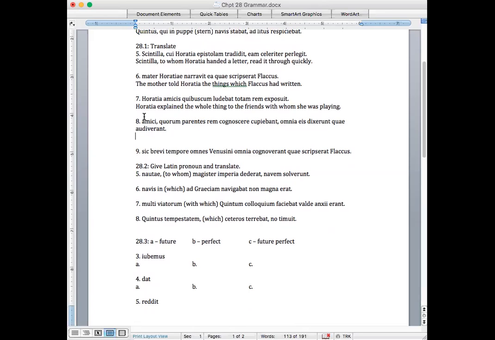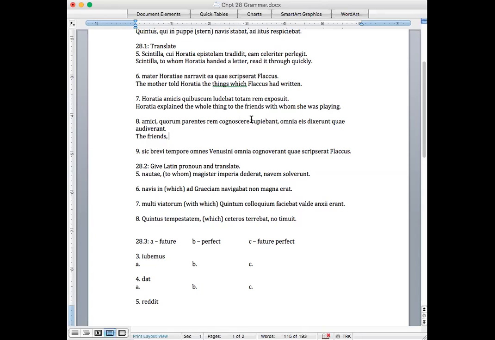Number 8, the amici, the friends, and here we have a clause separated by commas, which is nice. A pronoun, verb. Oh, we got to you, and then a pronoun, verb. So the friends, decerent. The friends said everything to them which they had heard.